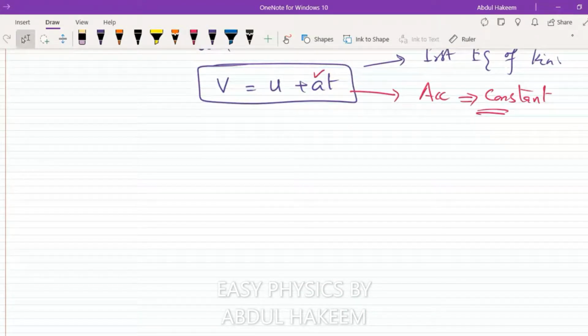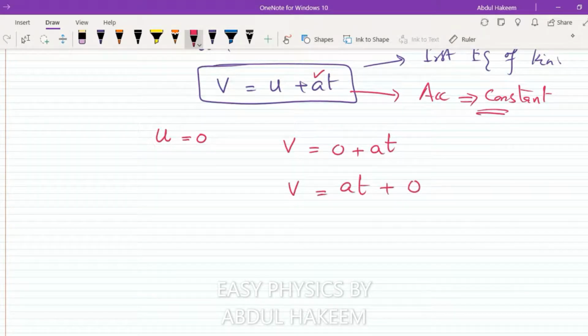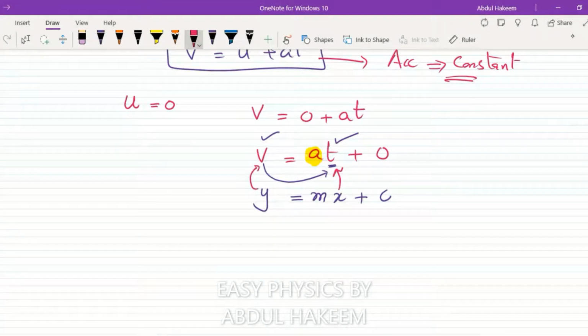Now look, usually the majority of motion starts from rest. So initial velocity is 0. When the object starts its motion from 0, then the equation will be v is equal to 0 plus at, so v is equal to at. Now this acceleration is constant, so there are two variables, time and velocity. Time is the independent variable and the velocity depends on time. So when we compare this equation with the straight line equation, y is equal to mx plus c, the x-axis will contain time, the y-axis velocity, the y-intercept is 0, and this a is the gradient.